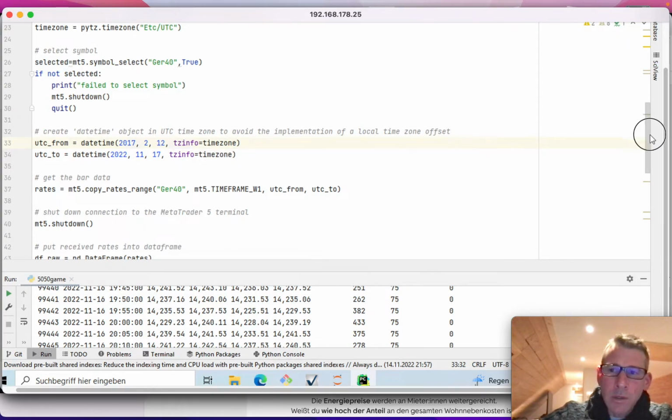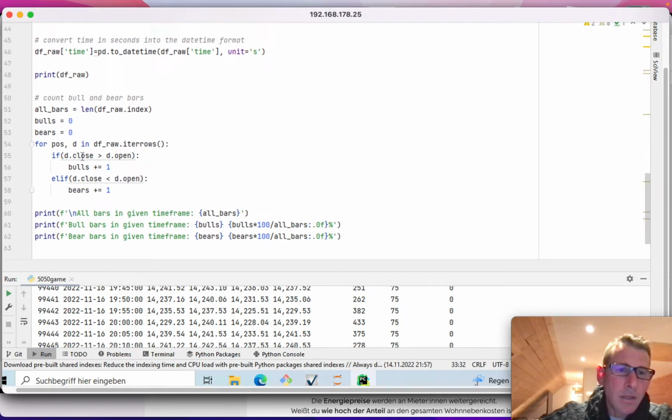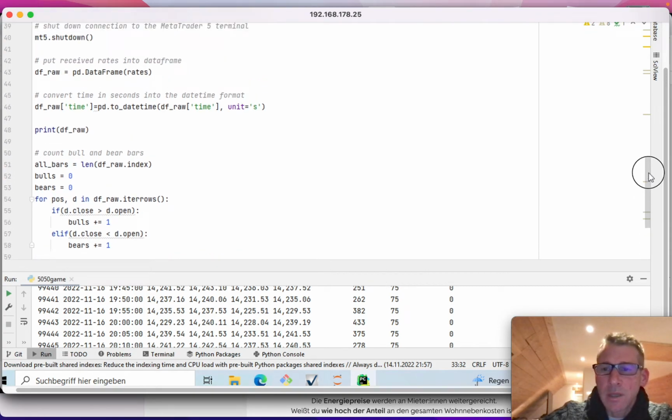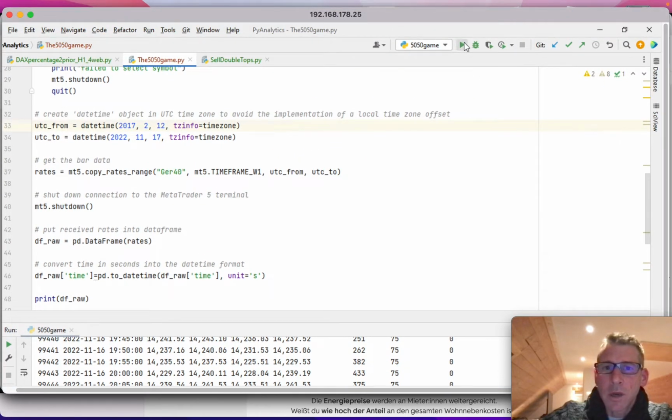What the code does is it just takes a look at the close and the open price of each bar. If the close is above the open, we have a bull bar, and if the close is below the open, we have a bear. And then we just get it calculated, how many bulls we had, and how many bears, and how much percentage. That's it. The only interesting thing is the data and the results. So let's just run the code.